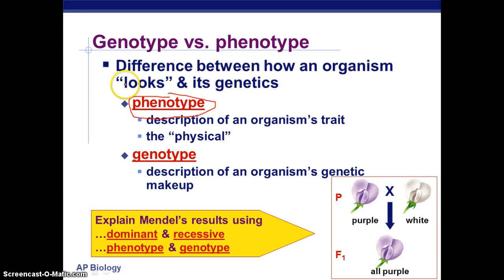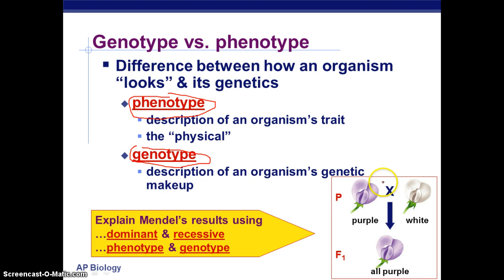The genotype, which we've sort of been using, and I don't think many of you have gotten that, is the genetics, so the alleles that it has. Does it have two purple alleles? Does it have a purple and a white allele? So the genotype is its genetic makeup, and the phenotype is what it looks like, what you see. You can't actually see the genotype. The phenotype is what you see. The genotypes are the alleles that it has.